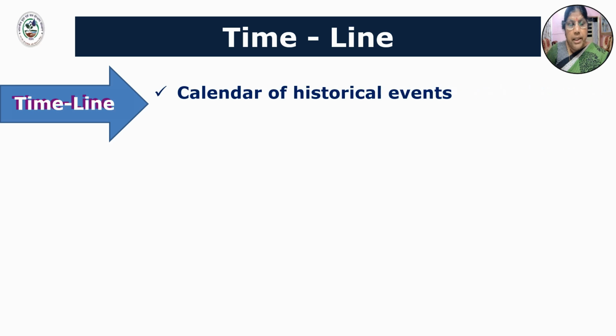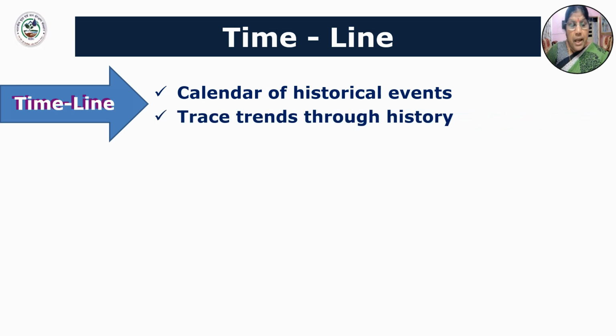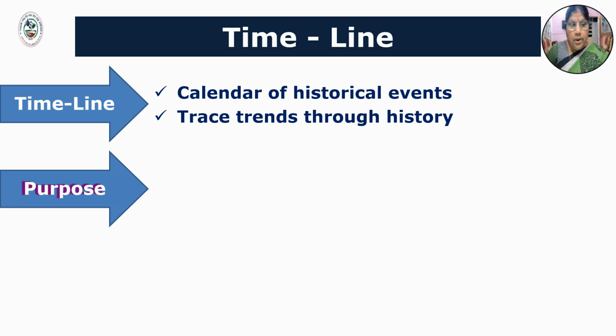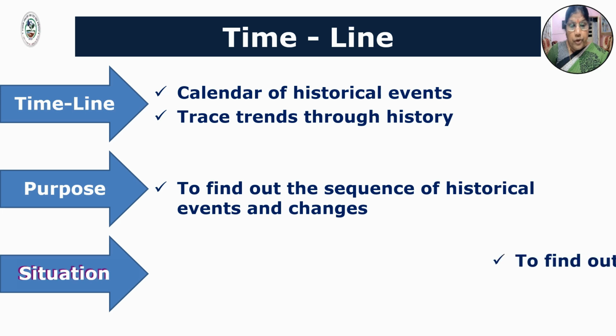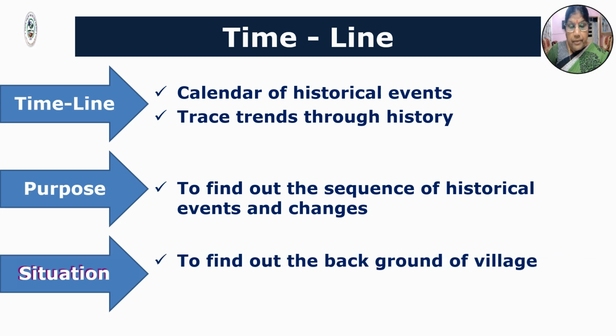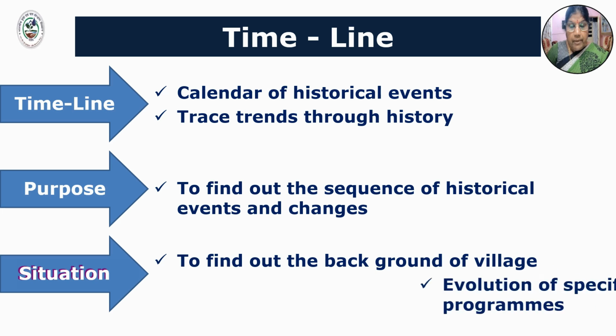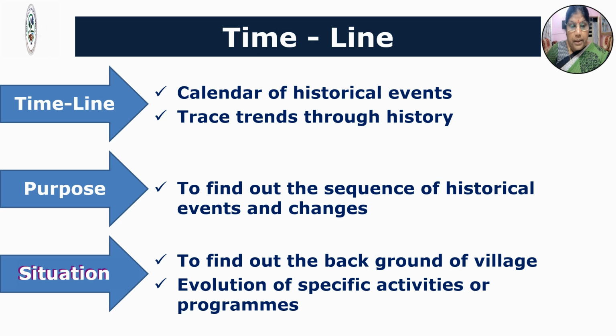Here we have to ask the elderly people of the watershed to quote the major events that took place in their watershed with time period. Through this exercise, we can know the calendar of historical events and through which we can trace the trends through history. The purpose of doing this timeline exercise is to find out the sequence of historical events and changes that are taking place in the watershed. Under what situation this exercise is done is to find out the background of the village, whether that particular village is underdeveloped or developed, and we can plan accordingly. And it also helps to know the evolution of specific activities or programs in the watershed areas.